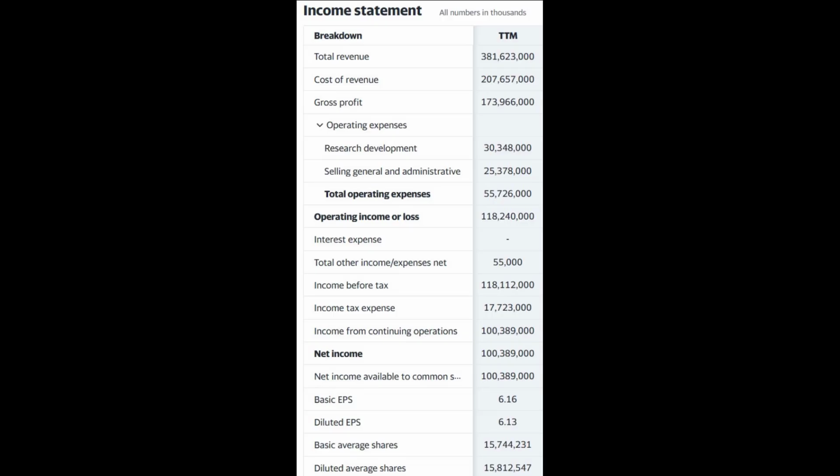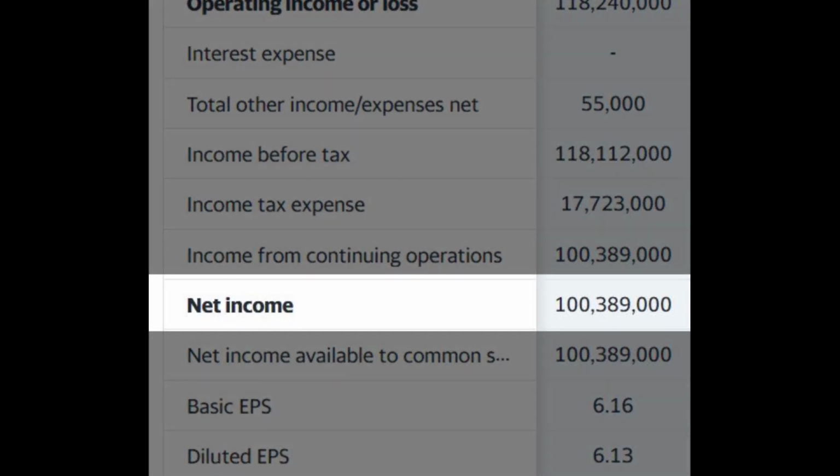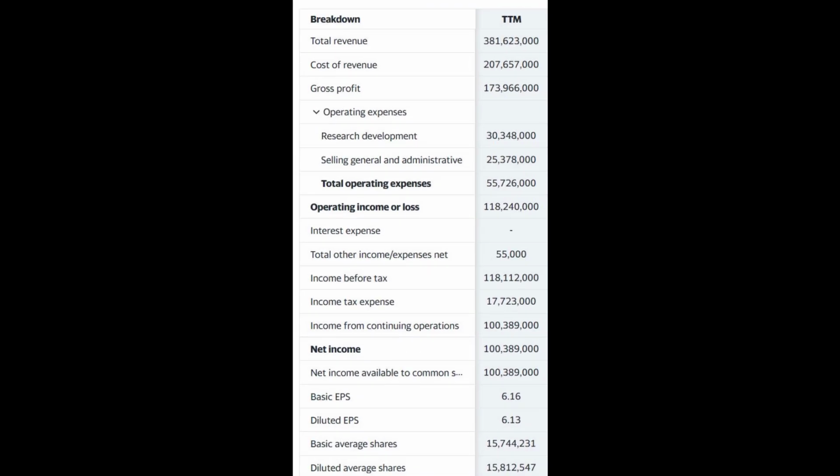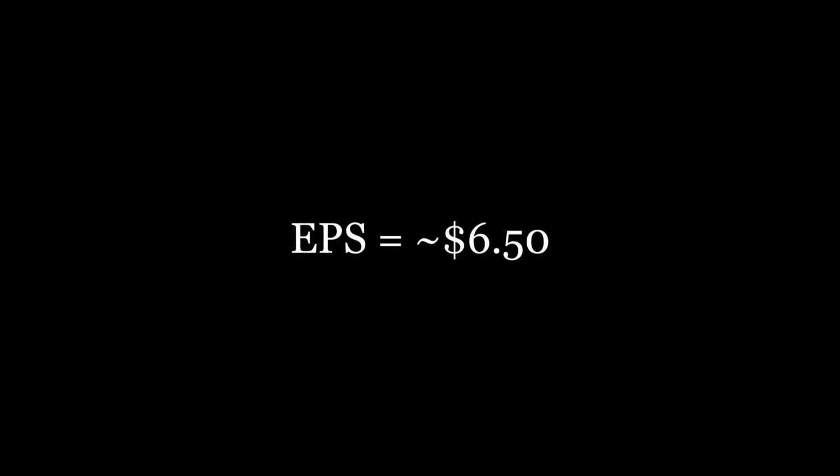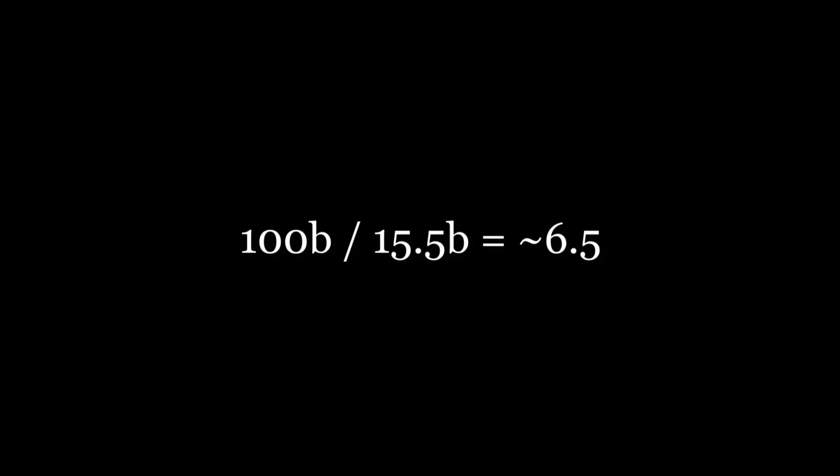What is the earnings per share of Apple? Over the past 12 months, Apple generated just over $100 billion in net profit. There are around 15.5 billion shares outstanding. That means over the past 12 months, Apple had an earnings per share of about $6.50. 100 billion divided by 15.5 billion equals around 6.5.